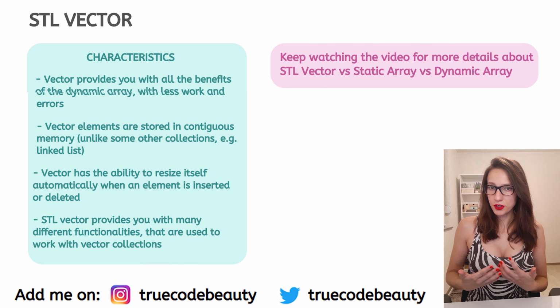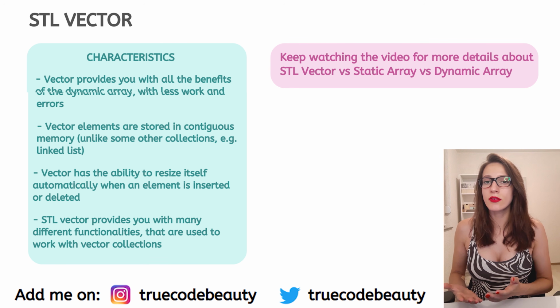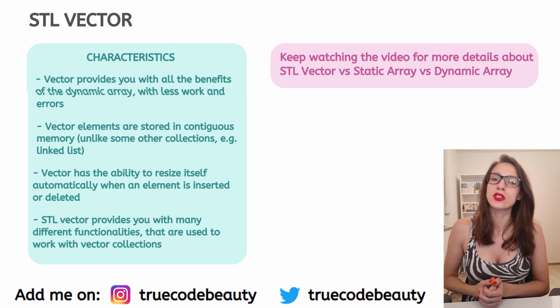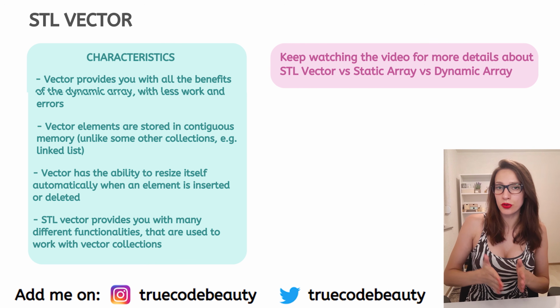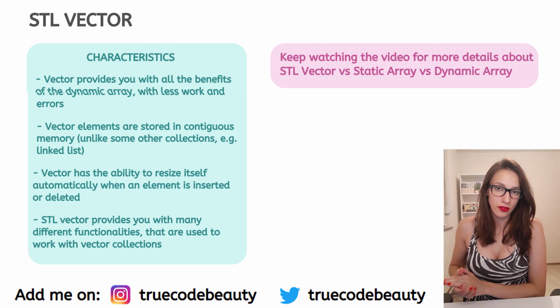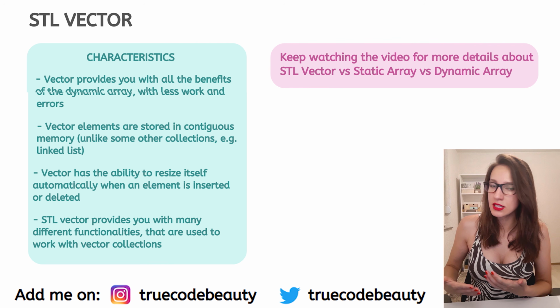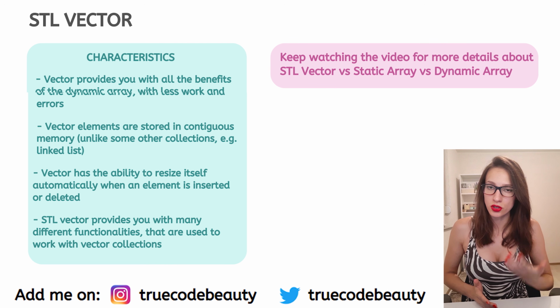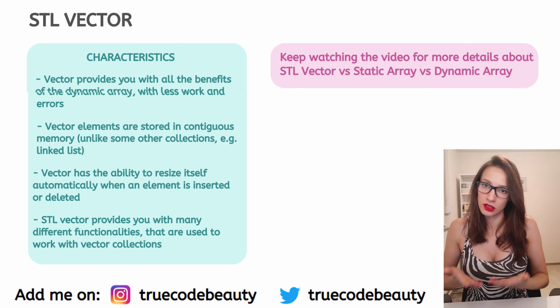Okay, so a vector is a type of collection that behaves like a dynamic array. It is an array because it stores elements in continuous memory, which means one after the other, like an array does, rather than randomly in your memory like some other collections do, for example, a linked list.